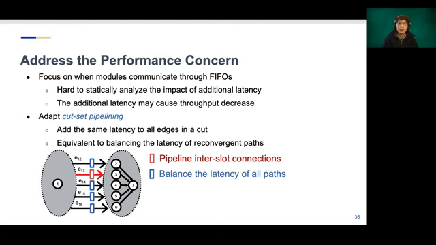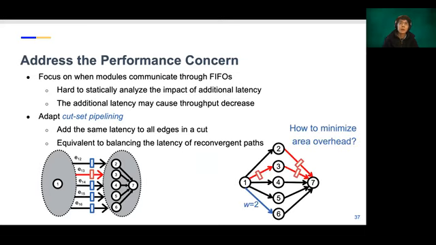Expressed in another way, cut-set pipelining is equivalent to balancing the latency of every pair of paths with a common source vertex and a common sink vertex. Now that adding more pipelines will have an area overhead, one natural and interesting question is how can we minimize the area overhead while making sure that every edge with additional latency is balanced?